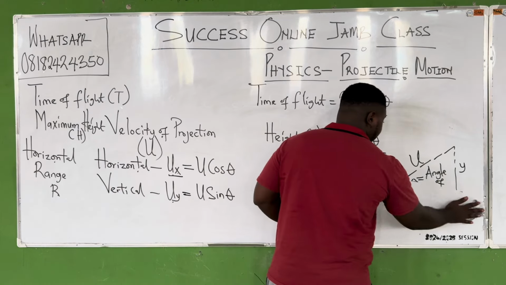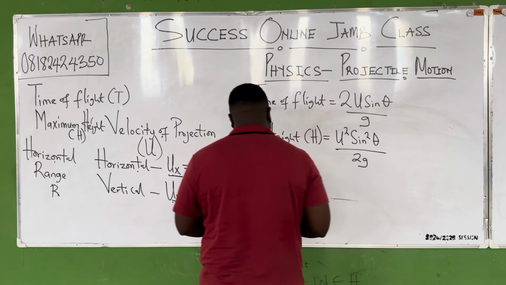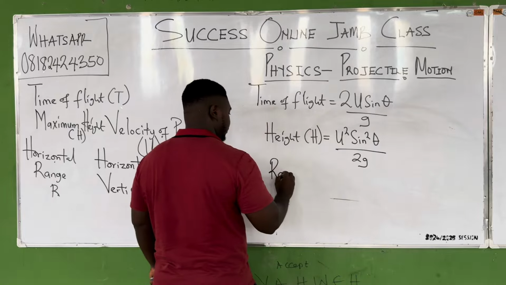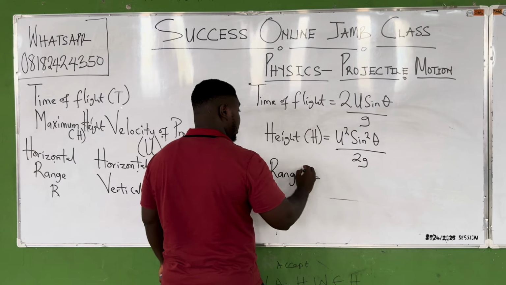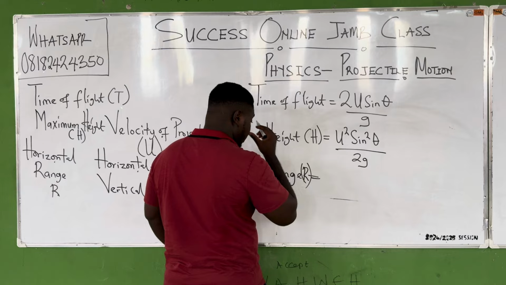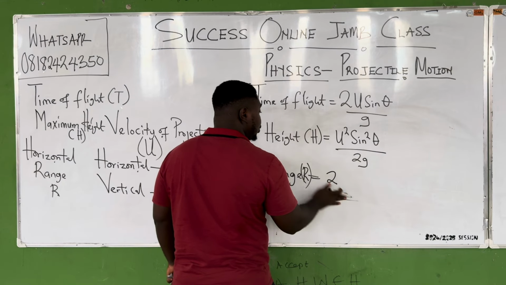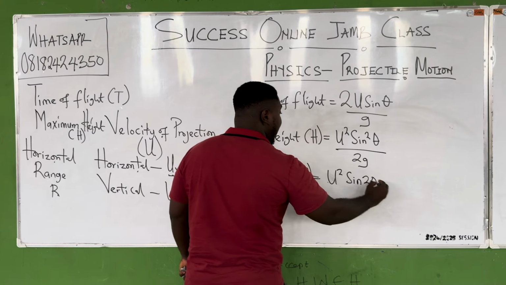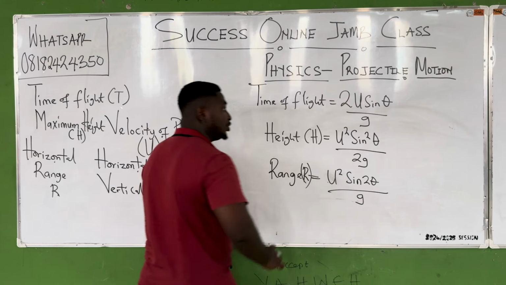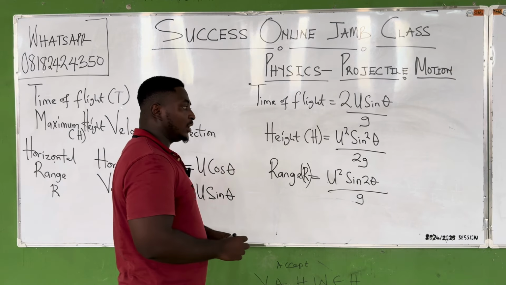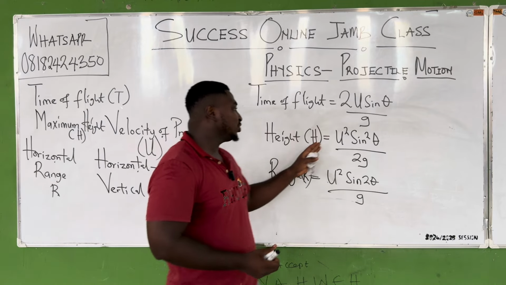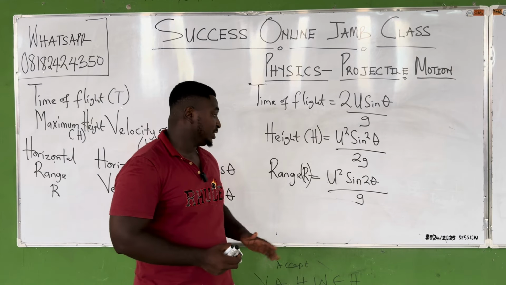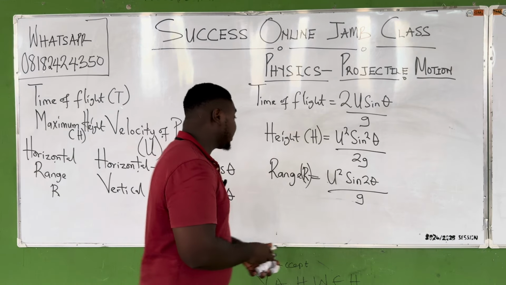Then we have the range. The range R is u square sine 2 theta all over g. So height is u square sine square theta all over 2g, and range is u square sine 2 theta all over g.